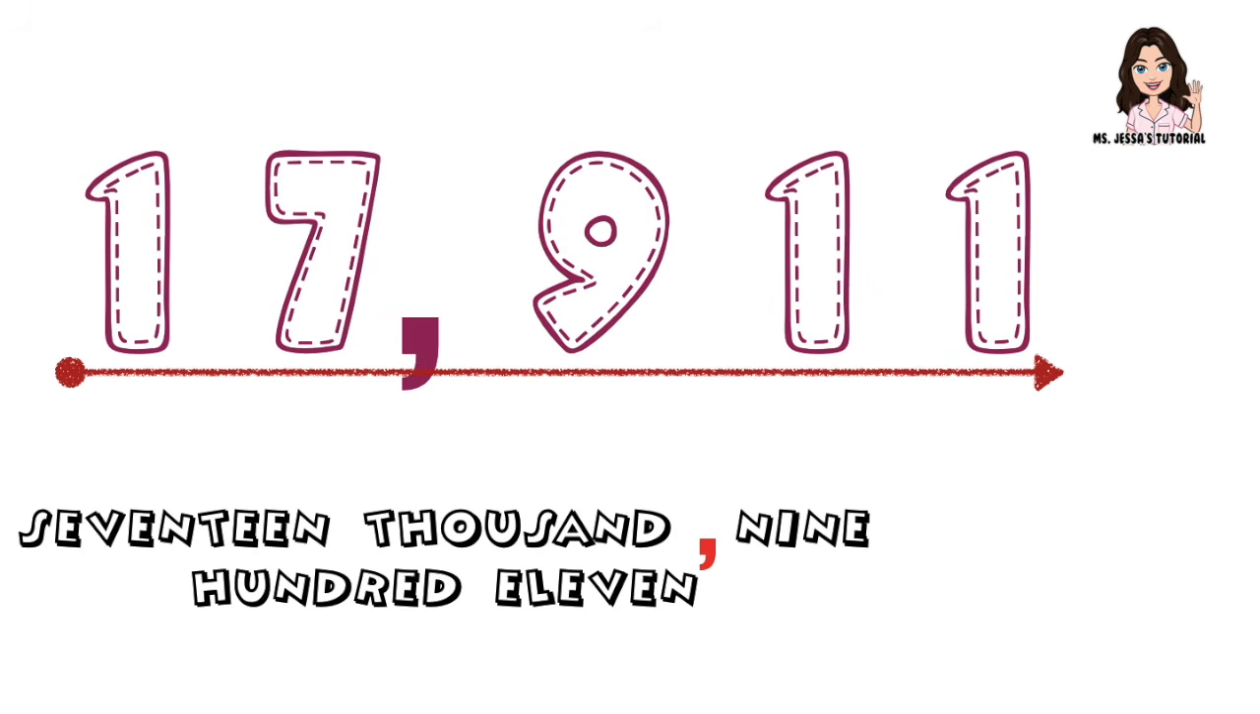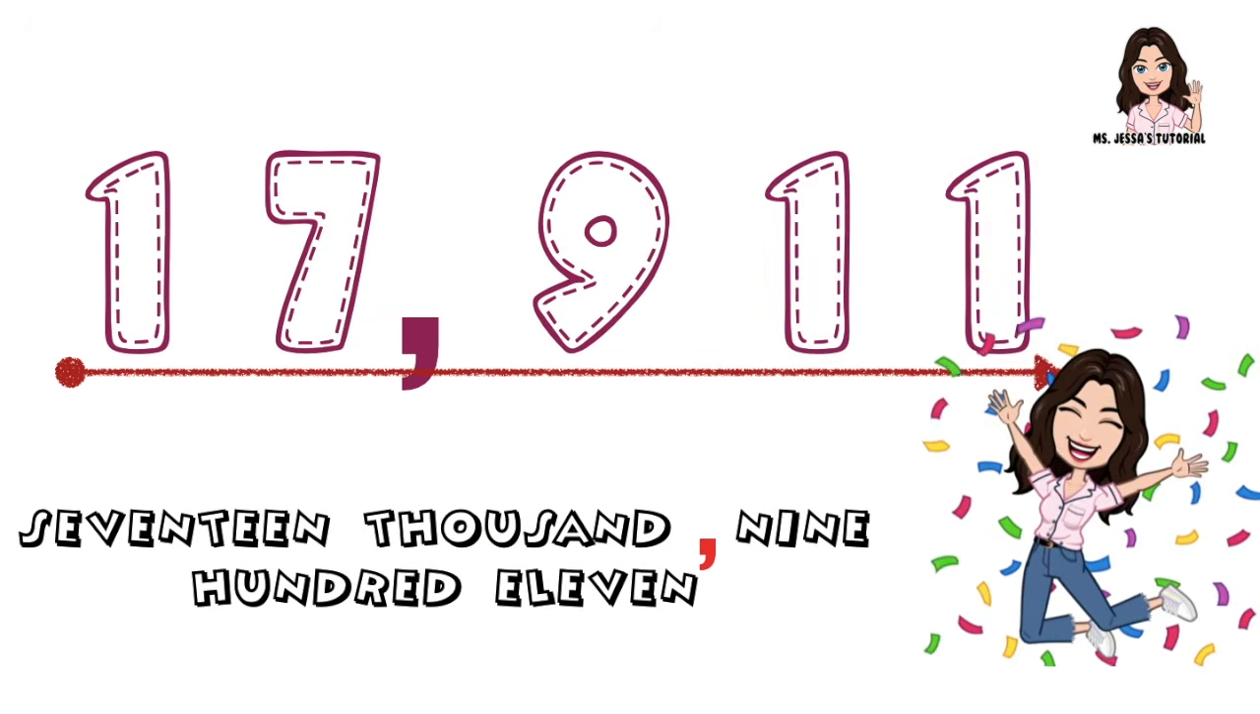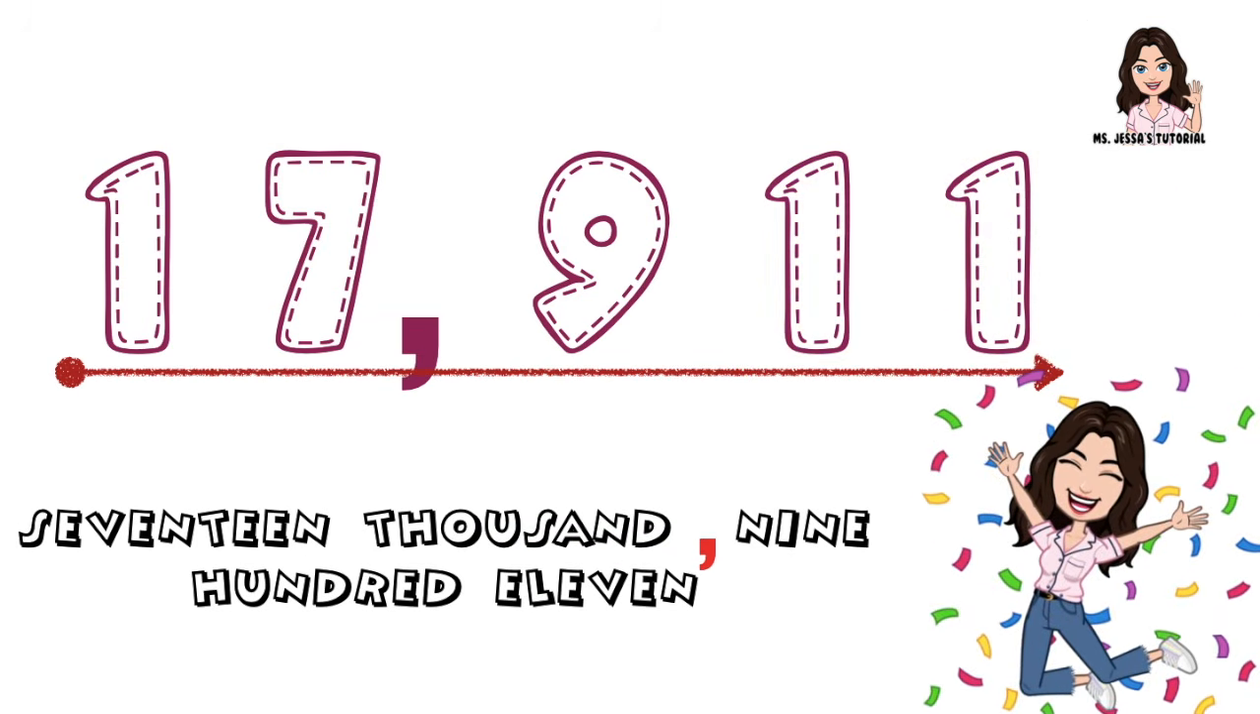How about the hyphen? Since we have 17 and 17 is only one word, we don't need to use hyphen for that. How about the units period? We have 11. And 11 is also one word, so we don't need to use hyphen. And that is the correct way in writing 17,911. Again, children, read the number. 17,911.